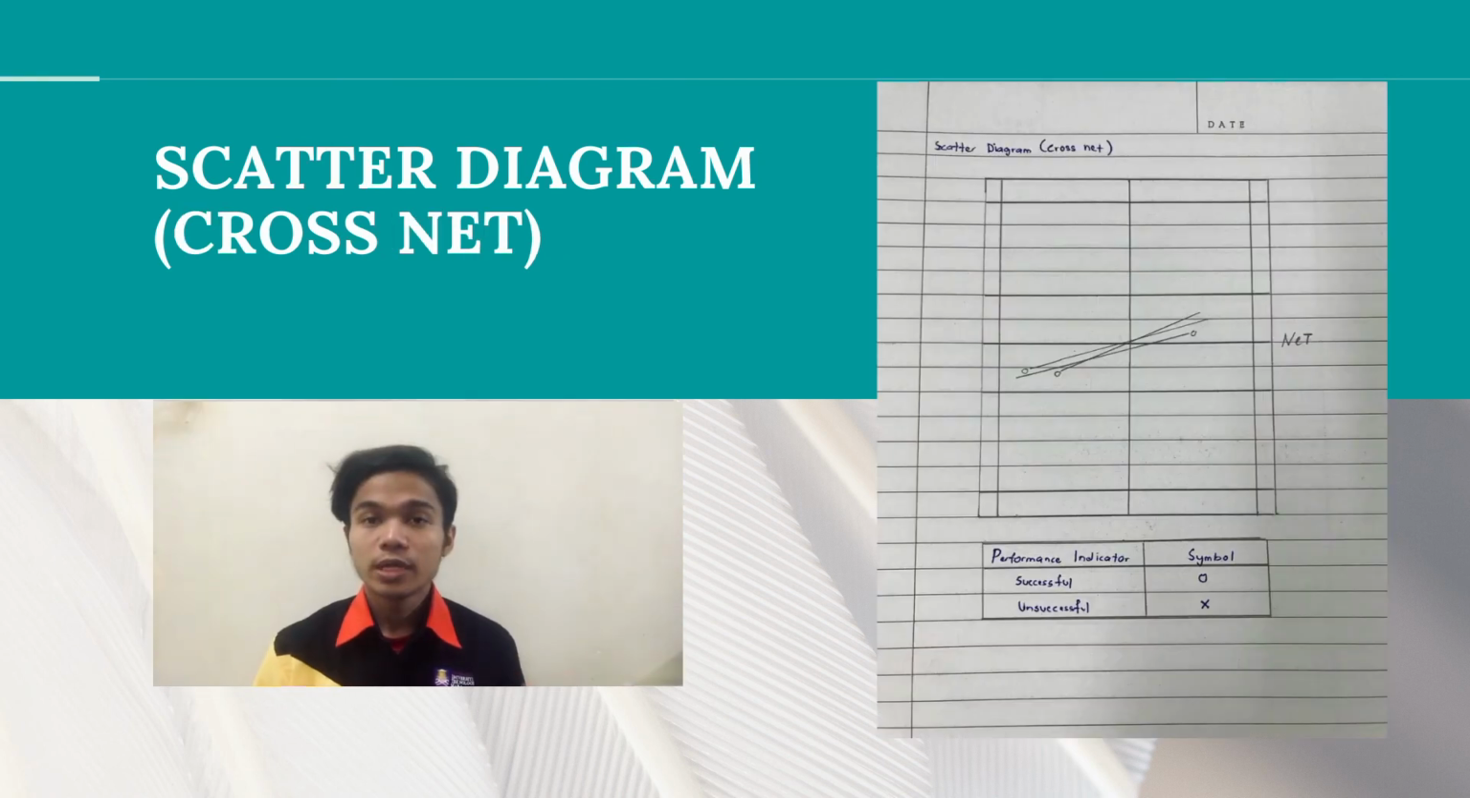Okay guys, so next, this is the scatter diagram for Lizzie's crossnet. The symbol O is a successful crossnet, and the symbol X is an unsuccessful one. So this shows the direction of the crossnet that Lizzie made during the match.